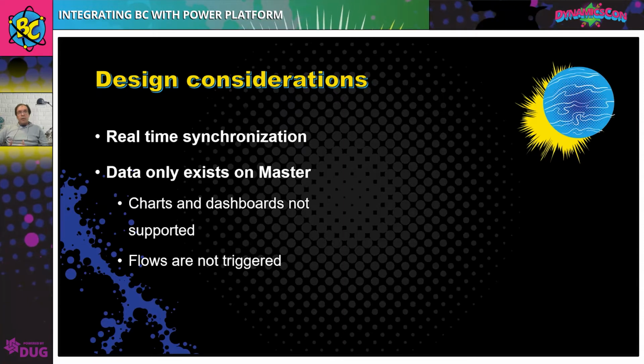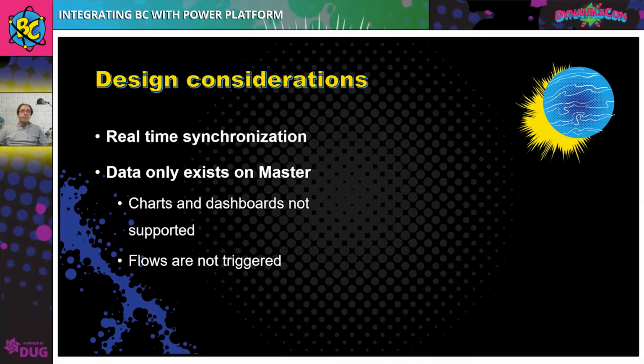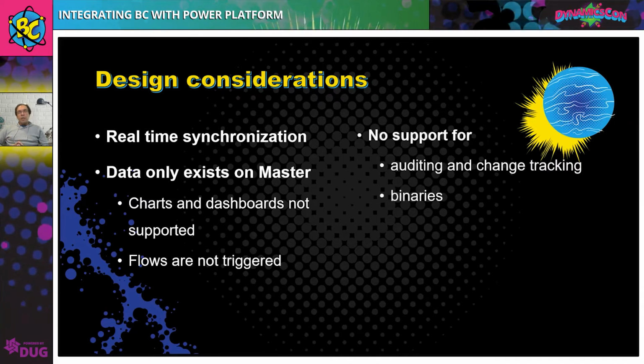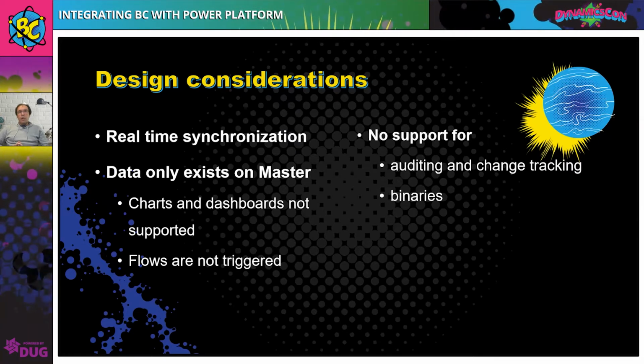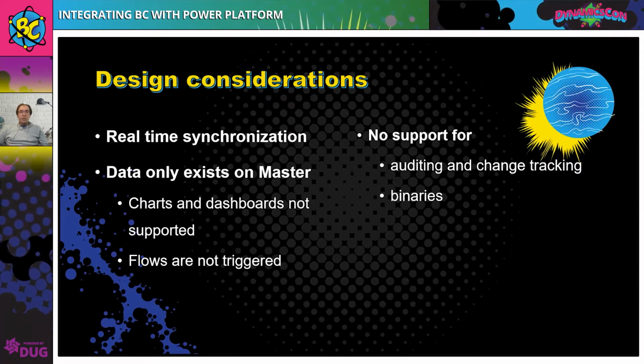I'm not sure. But the other thing that is quite important is that because the data doesn't exist on Dataverse, the flows or the triggers that could initialize flows also wouldn't happen, because the change in the actual data happens, in this case, on BC. And right now, you don't have support for auditing or change tracking, exactly because the data doesn't exist on Dataverse itself. And you don't have support to create binaries yet.